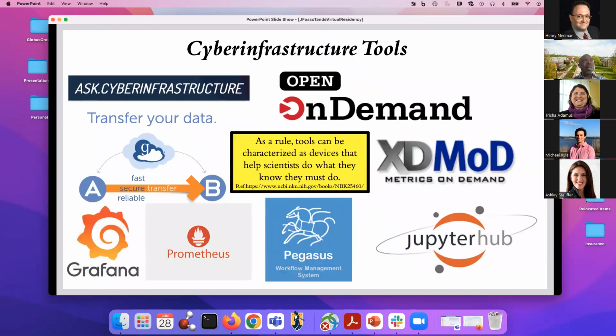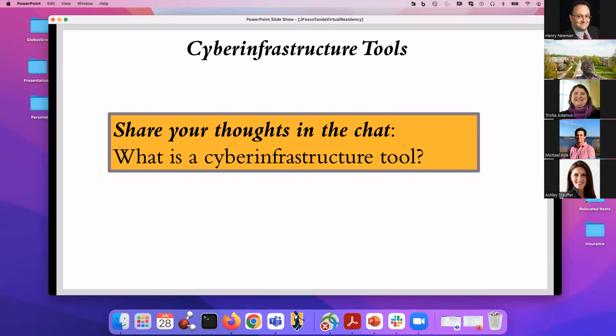Share your thoughts in the chat. What is a cyberinfrastructure tool? I know there are a number of definitions. Henry, I think I only have about one or two slides, so I'll just go over this if that's okay with you. So share your thoughts in the chat. What is a cyberinfrastructure tool? What do you think? What is your definition?